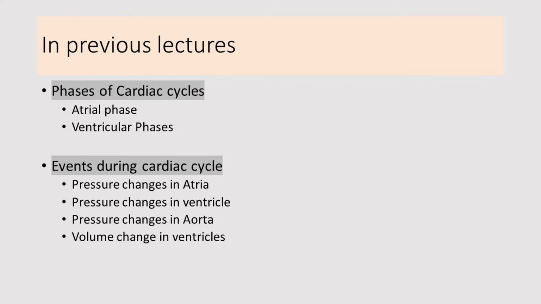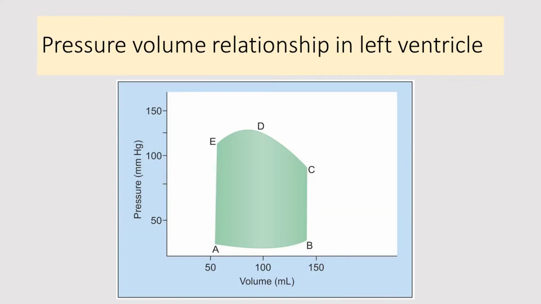Now, in the lecture after that, you have learned about the pressure and volume changes, or the events that occur during the cardiac cycle. In that lecture, you learned about the pressure changes that occur in the ventricle, in the atria, in the aorta, and the volume changes inside the ventricles. Now in this lecture, I will explain the pressure volume loop and the clinical importance of the pressure volume loop in various heart diseases. So let's start.